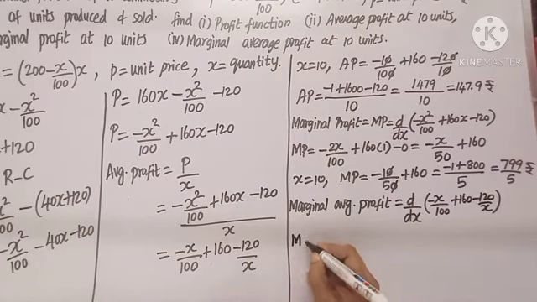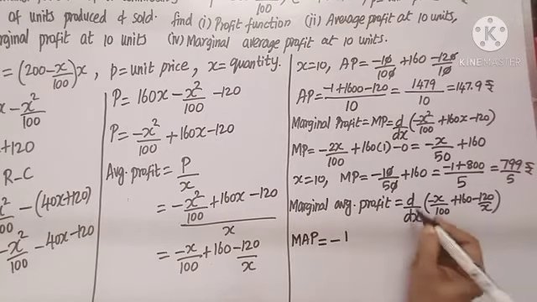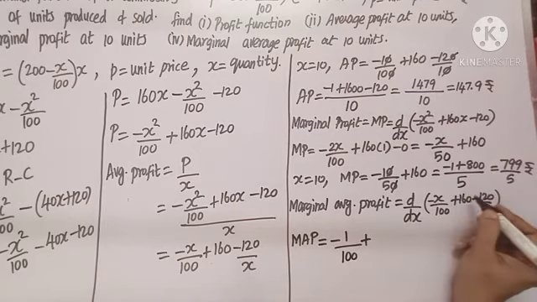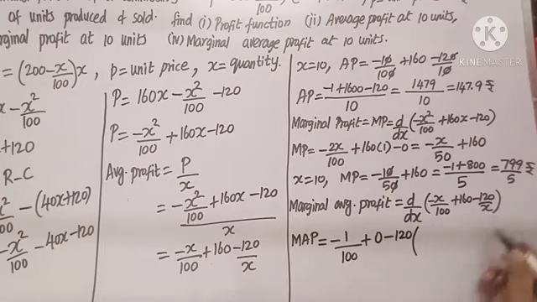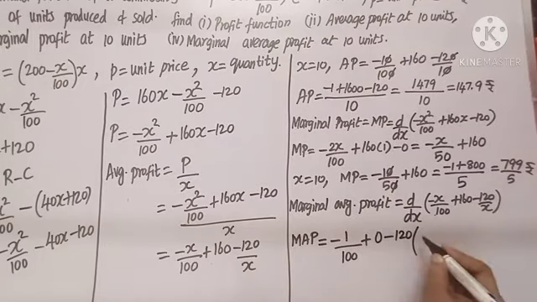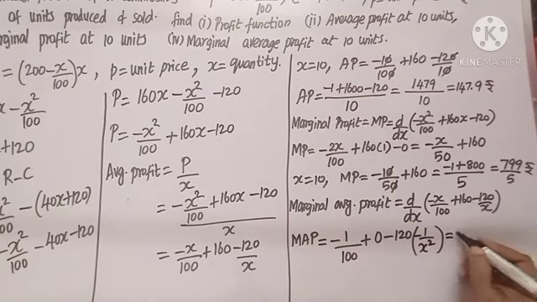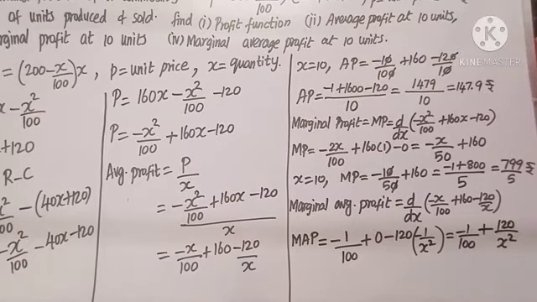MAP, marginal average profit, equals minus x becomes 1 when I differentiate, by 100 as it is. 160 constant becomes 0, minus 120 into 1 by x when I differentiate, minus 1 by x square. Or I get minus 1 by 100 plus 120 by x square.